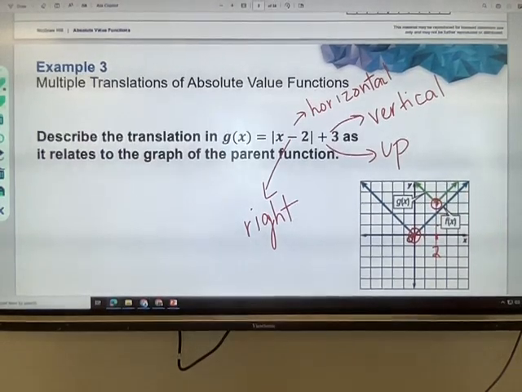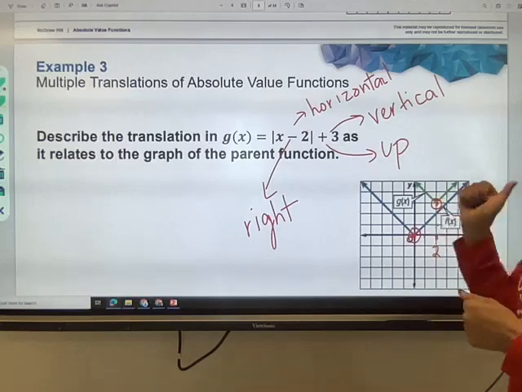So again, the equation has both the h and the k values. And if I have both the h and the k values, the input and output will be affected by the constants. And so the graph of f of x is vertically and horizontally translated. And so once again, it's the translation of the graph of the parent function, 2 units to the right and 3 units up.